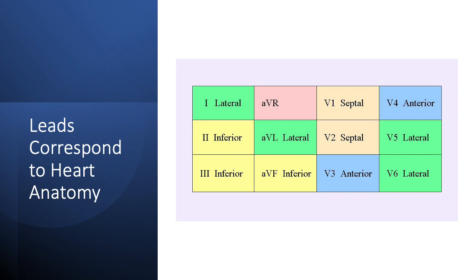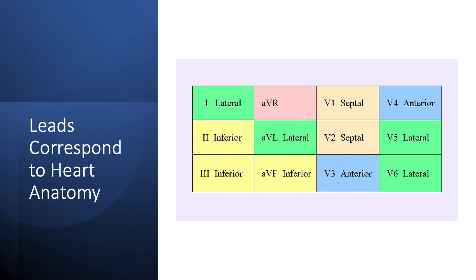The other thing to note here is that the leads correspond to the heart anatomy. So if you're looking at this graphic, you notice that leads 1, AVL, V5, and V6 are all shown in green, and they're all associated with the lateral portion of the heart. And so they're called the lateral leads. These leads typically correspond to the left circumflex coronary artery. So if we had a patient who was having an ST elevation MI due to an occlusion of the left circumflex, we would expect to see ST elevations in leads 1, AVL, V5, and V6.